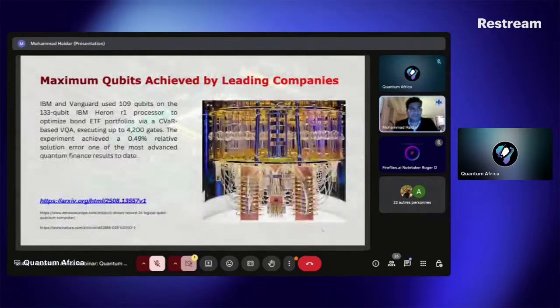If we look at IBM, as I told you, they have nowadays, let me check, 156 qubits, using the Heron R1 processor. They have been using this because they wanted to solve a portfolio optimization problem. That means how much we can maximize return and minimize risk. So they use the SVAR, a variational quantum algorithm, and they executed it over 4,200 qubit gates.